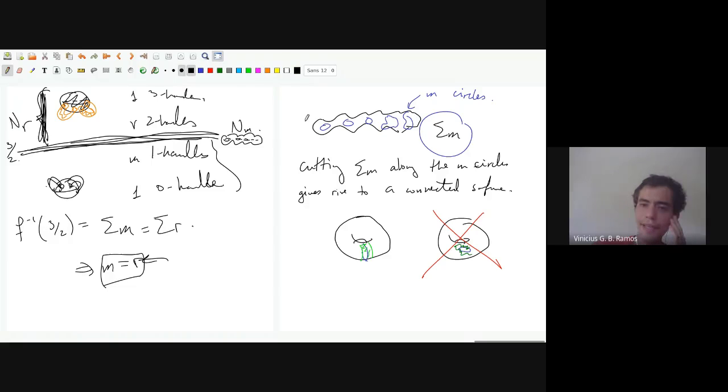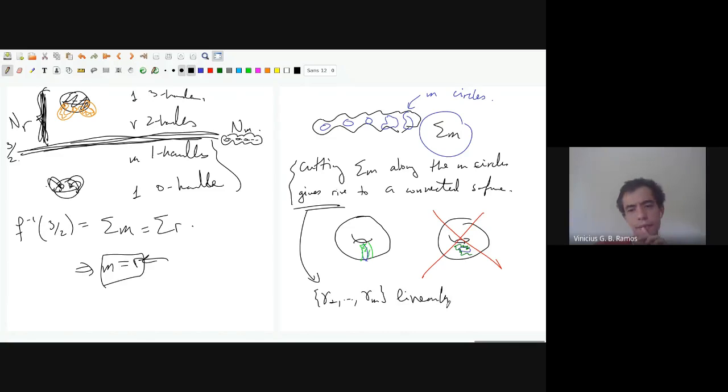Basically, I think the right way to say this, or a more homological way to say this, I'm not sure if this is really the right condition, but the right condition is that if you take the M circles, they have to be linearly independent in the homology of the surface. Okay, so anyway, if you have a condition like that, then that's enough to determine the whole manifold.